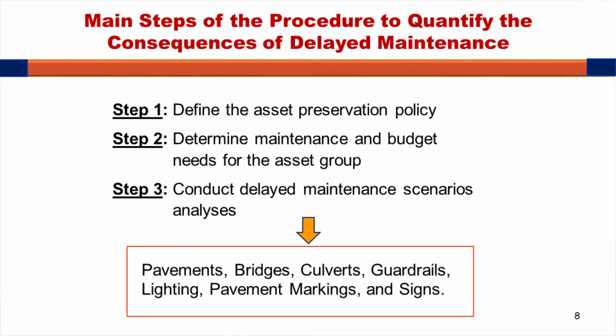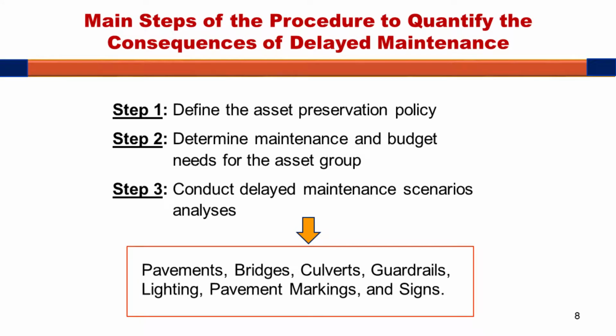What's the policy that's going to be applied? The second one is what are the needs for each of the groups? Remember I said that this can be applied for all the highway asset groups, not only pavement and bridges. So this could be like, what are my maintenance needs for the whole asset network that I'm doing? And the last step is going to be the delay maintenance scenario. So we're going to conduct the scenarios using analytical tools and methods, and then see what the consequences are.